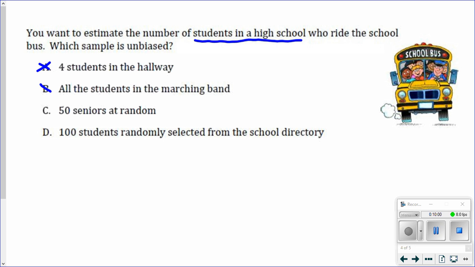B, you're only looking at students in the marching band. So anybody who's not in the marching band, you excluded. They weren't part of the sample. Didn't have a chance to be part of the sample. C, you just looked at seniors. So you left out all the other students in the school. So the correct answer would be D. So a school directory is just a list of all the students in the school, and you just randomly pick 100 names. So everybody in the school's in the directory, so everyone had a chance to be selected.